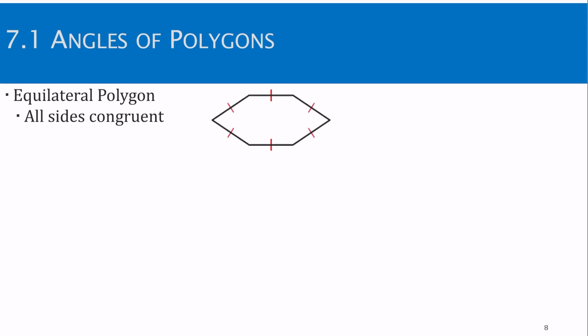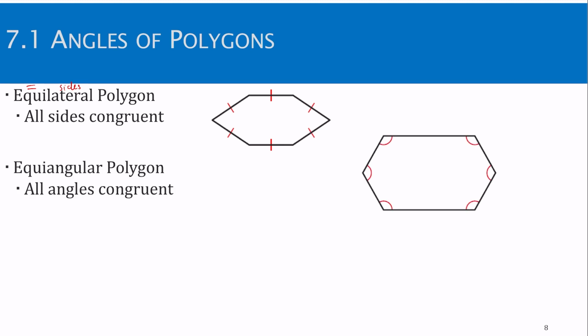A few definitions. Equilateral polygons. Equilateral means all the sides are congruent. Equa means equal. Lateral means sides. So equal sides. Equiangular means all the angles are congruent. Now I would like to point out that just because it's equilateral does not mean it's equiangular. This angle and this angle are not the same size, even though it's equilateral. And if it's equiangular, it's not necessarily equilateral. Those are different length sides. So just because it's one doesn't mean it's the other.